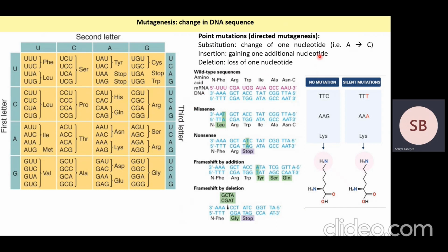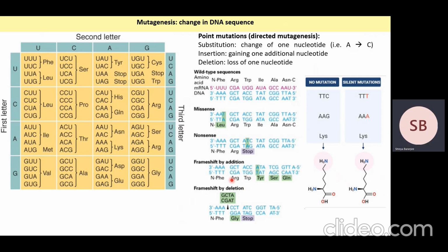Now suppose you have a case of silent mutation. What does that mean? You initially had AAG, which was coding for lysine. The G is suddenly mutated to an A. Now AAA also codes for lysine. So even though there is a mutation, the sequence of the resultant amino acids remains the same. That means the mutation has no visible effect, and so it is called a silent mutation.